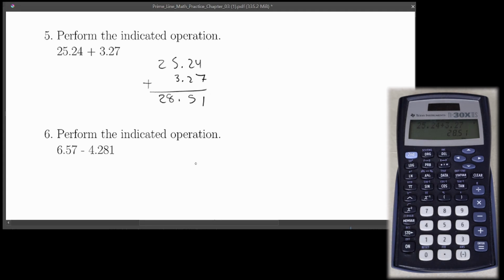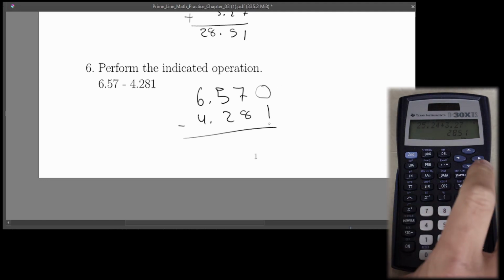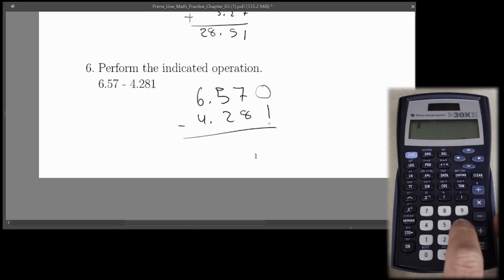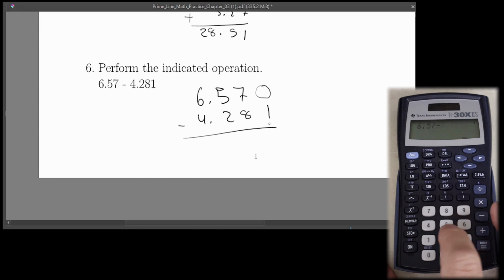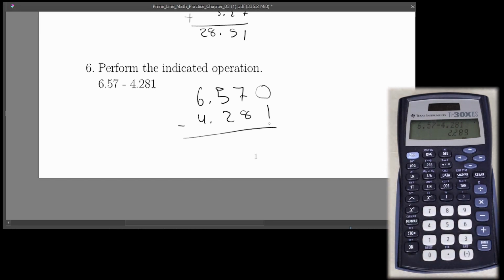For subtraction, similar process, you can write it as a vertical, so 6.57 minus the 4.281. Realize if we needed another decimal place here, we can add it in, subtract it, but we're going to use our calculator to solve it. So we got 6.57 minus 4.281, and we get our grand total of 2.289.